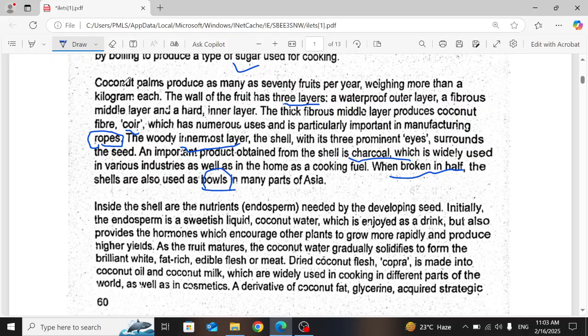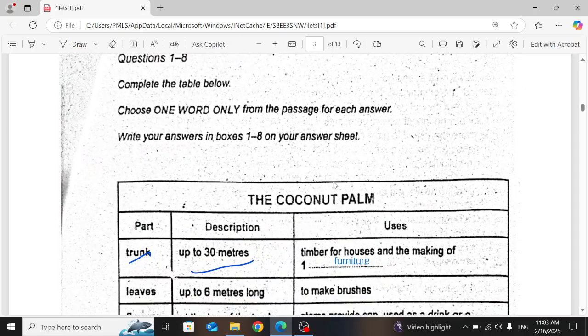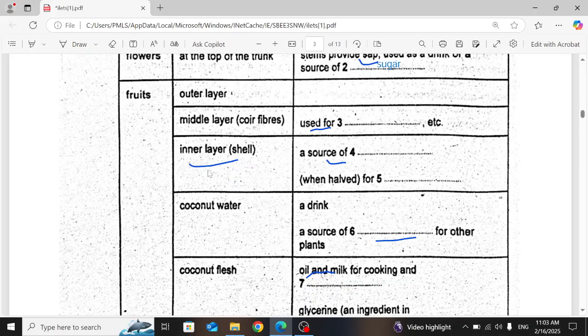So let's write them: ropes, charcoal, and bowls. So middle layer coir fibers are used as ropes, and inner layer is a source of charcoal, and when halved, inner layer is used as bowls. Okay, now let's move to the passage again.